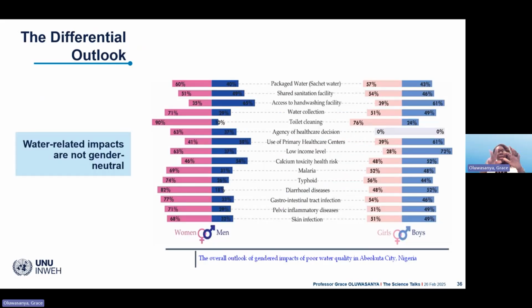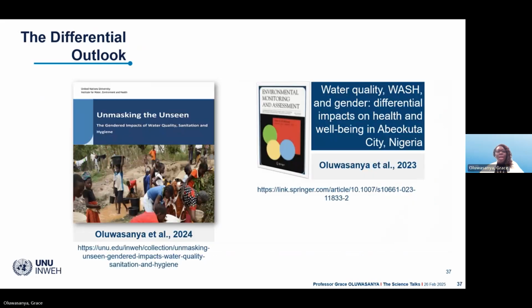All right, so in summary, water-related impacts are not gender neutral. The idea is, if we go in with a differential impact analysis lens, we will see nuances that would normally have been ignored if we had not leveraged differential impact analysis. Like I said, these are some of the publications that you can, during your spare time, take time to go through. You have good details of all the things I've been talking about, especially on masking the unseen, the gendered impact of water quality, sanitation, and hygiene, which can easily be downloaded from the UNU-INWEH website.